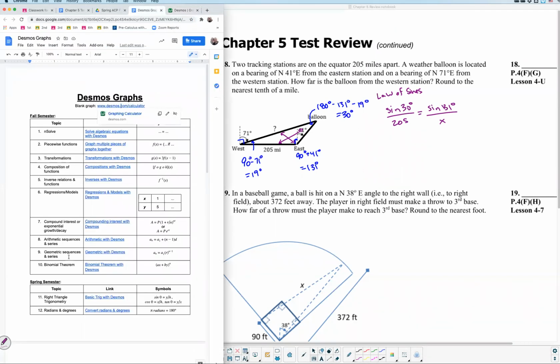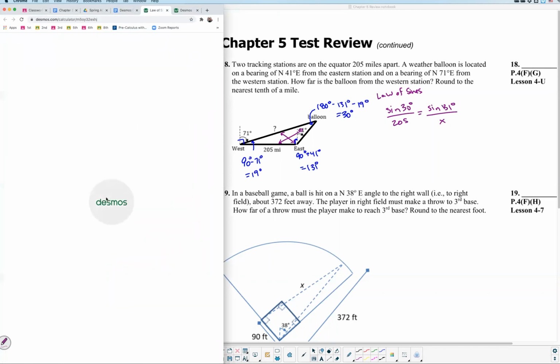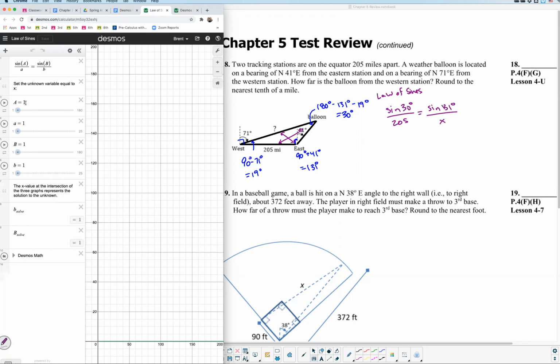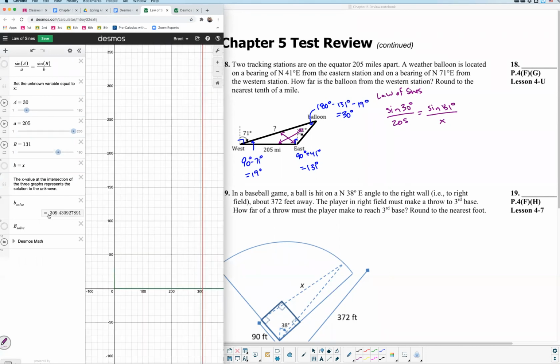Let's go to Desmos, law of sines, calculator number 15. So sine of 30 over 205 equals sine of 131 over x. You don't see the answer here because it's so large, you have to zoom out, but it says 309.4. It says round to the nearest tenth, so I'm going to say 309.4 miles.